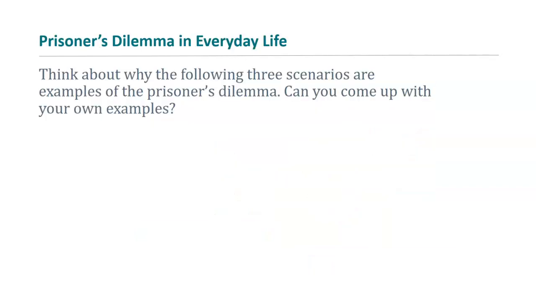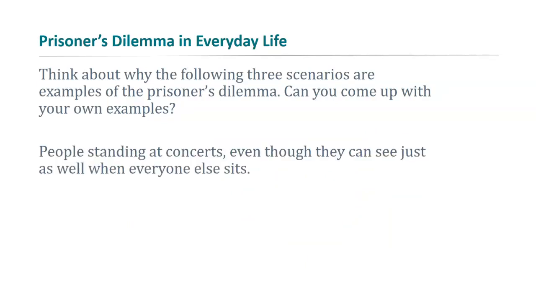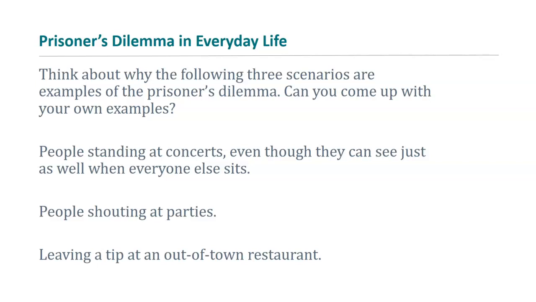Here are some other examples that you can think about of prisoners' dilemmas in everyday life. So people standing at concerts, even though they can see just as well when everybody else sits. People shouting at parties, even though if everyone would talk in a normal voice or a quieter voice, we still could hear each other. And maybe leaving a tip at an out-of-town restaurant. Why would you do that? You're never going back. It doesn't matter what they think of you, right?